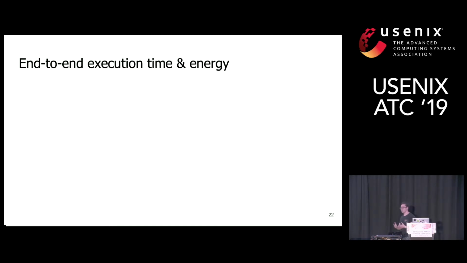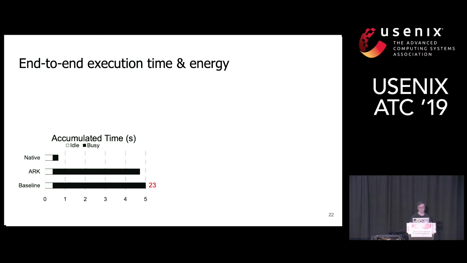Let's look at the end-to-end execution time and the actual energy benefits. Let's look at the execution time first. From top to bottom, we run the native execution, which is the suspend/resume on the CPU only, and the Arc, and then baseline QEMU. As you can see, indeed, Arc prolonged the execution time.